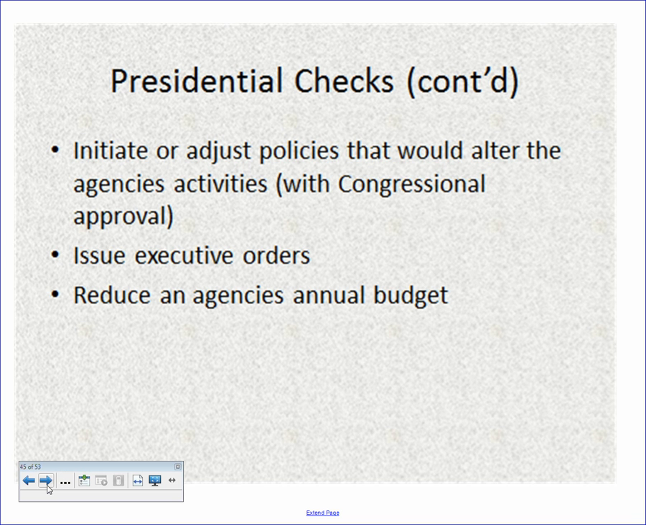He can also initiate or adjust policies that would alter its activities. So again, Congress has to approve it, but he could call for a bill that limits the role of the EPA, for example. He issues executive orders to the bureaucracy to tell them what to do and not do, which limits or expands their power, and he could propose a reduction in their budget from year to year. He cannot withhold funds, as we learned with Nixon, but those are a check that he has.